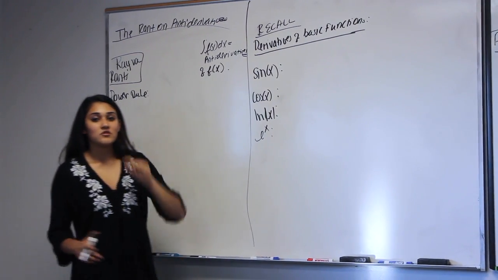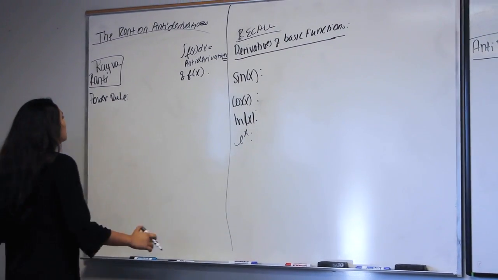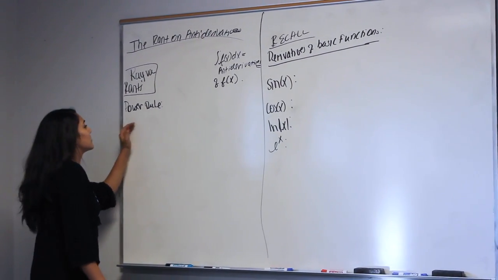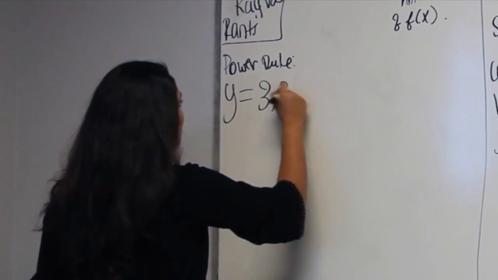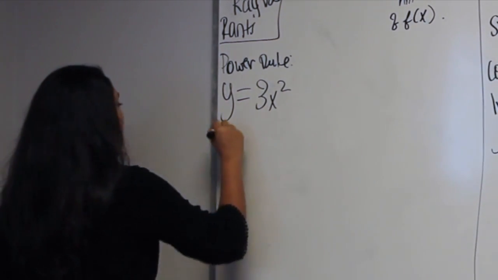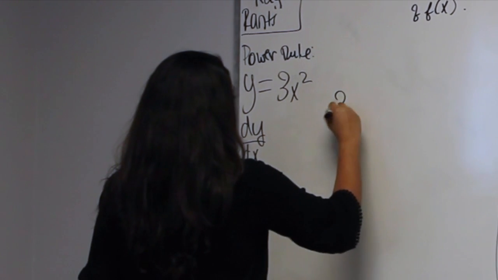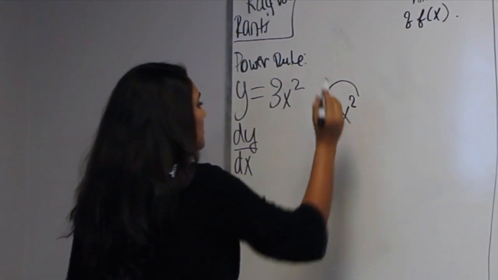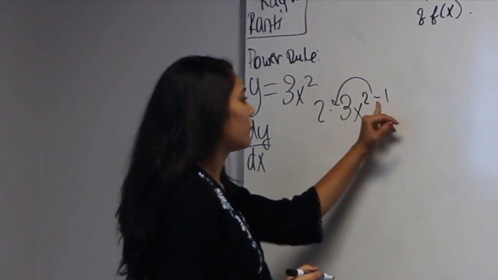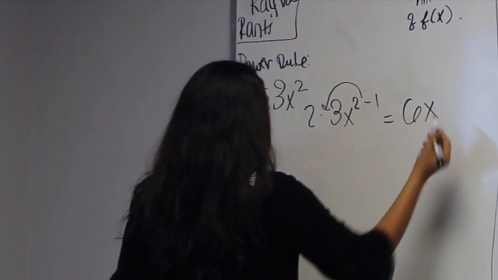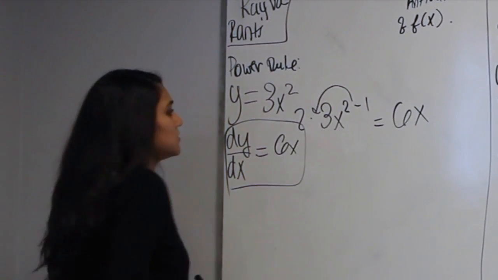So I'm going to review the power rule, which is an awesome rule because it makes you feel extremely powerful, and that's also how I remember it so that I don't mix it up with the product rule. For example, if we have y equals 3x squared, and we're trying to find dy over dx, we take the exponent, multiply by the coefficient, and subtract 1 from the exponent to get 6x. Notation, notation, notation.